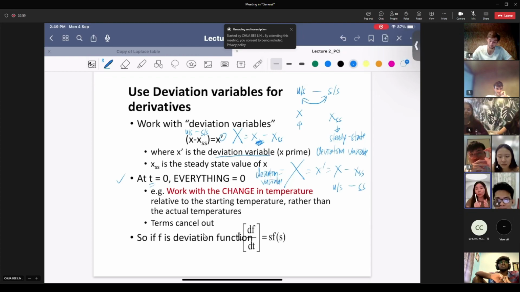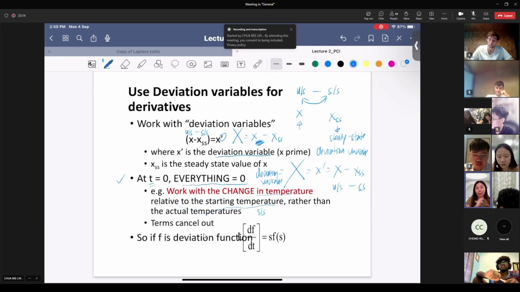Initial value, so no time to change. It will follow the steady state value. It means everything will be 0, no change. For example, work with the change in temperature relative to the starting temperature, which means it is the steady state value. At time equals to 0, all the values will follow the steady state value because there is no time to change.